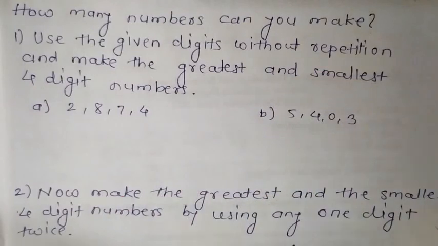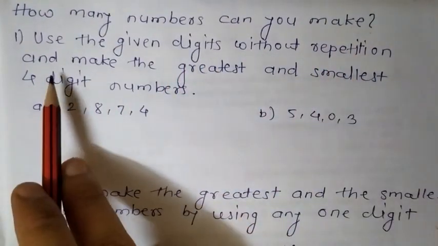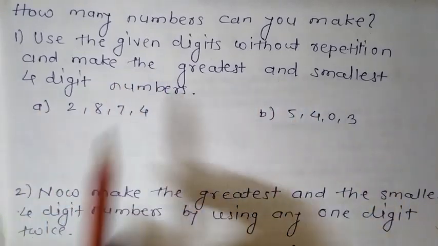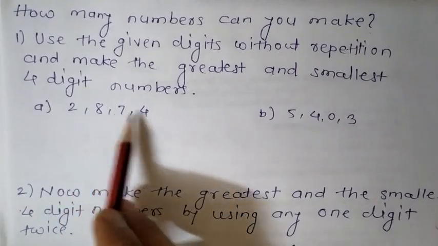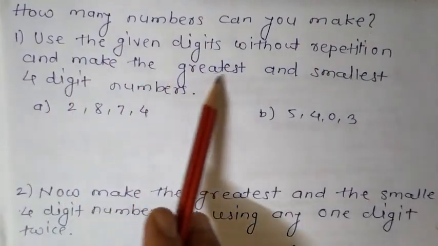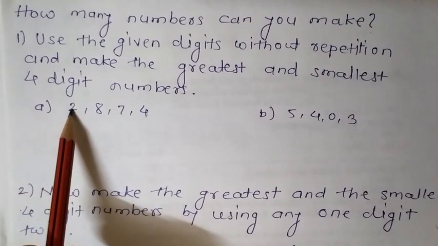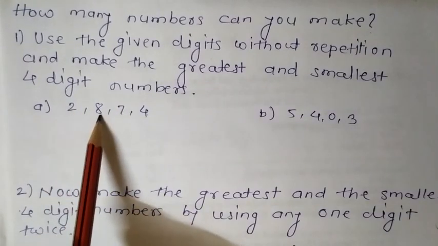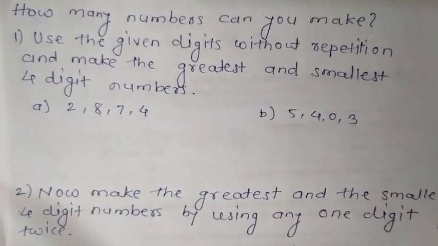How many numbers can you make? Use the given digits without repetition and make the greatest and smallest 4-digit number. So we have already seen in the introduction part, we have the 4 numbers 2874. Now once again I repeat, without repetition make the greatest and smallest. Means suppose this particular digit is there, you cannot repeat more than once. 8 cannot repeat more than once. 7 cannot repeat more than once. 4 cannot repeat more than once. Means any digit you have to use only once.